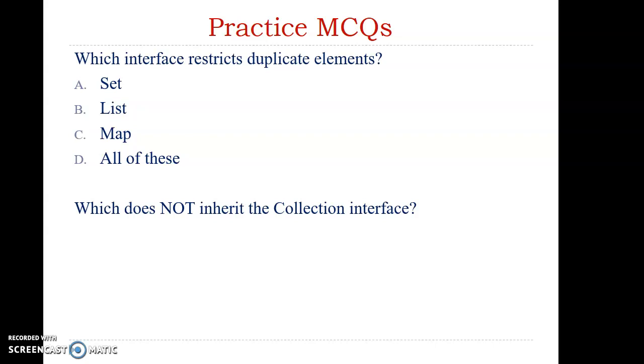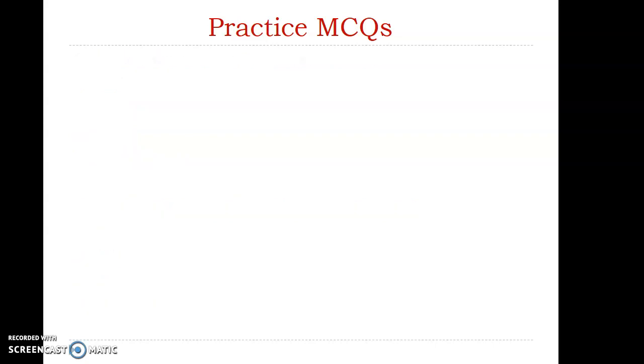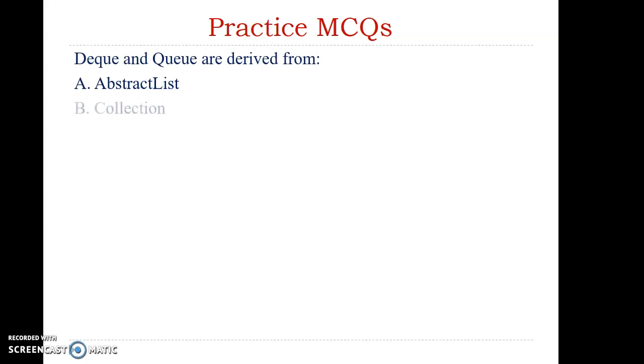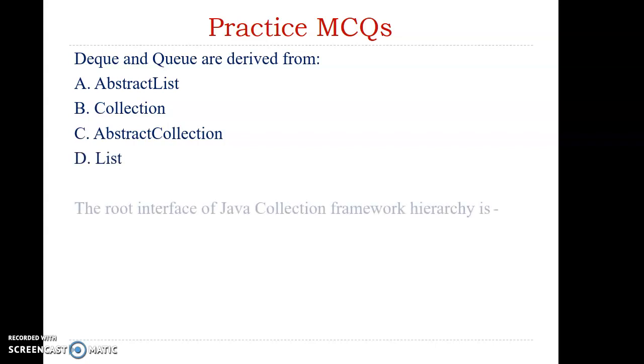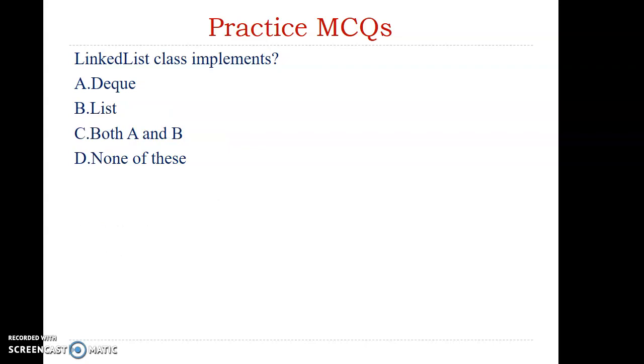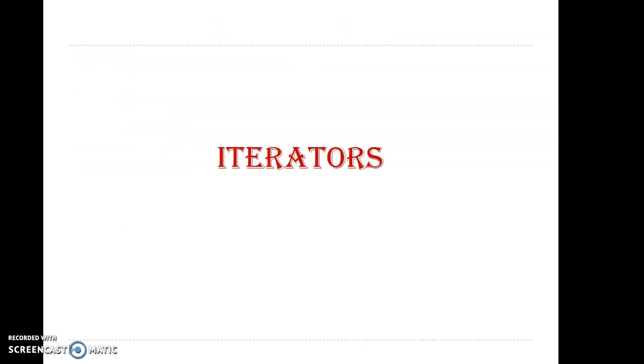Which interface restricts duplicate elements? The set interface. Which does not inherit the collection interface? The map interface is not inheriting the collection interface. Queue and Deque are derived from the collection interface. The root interface of Java collections is collection. The LinkedList class implements Deque and List both.